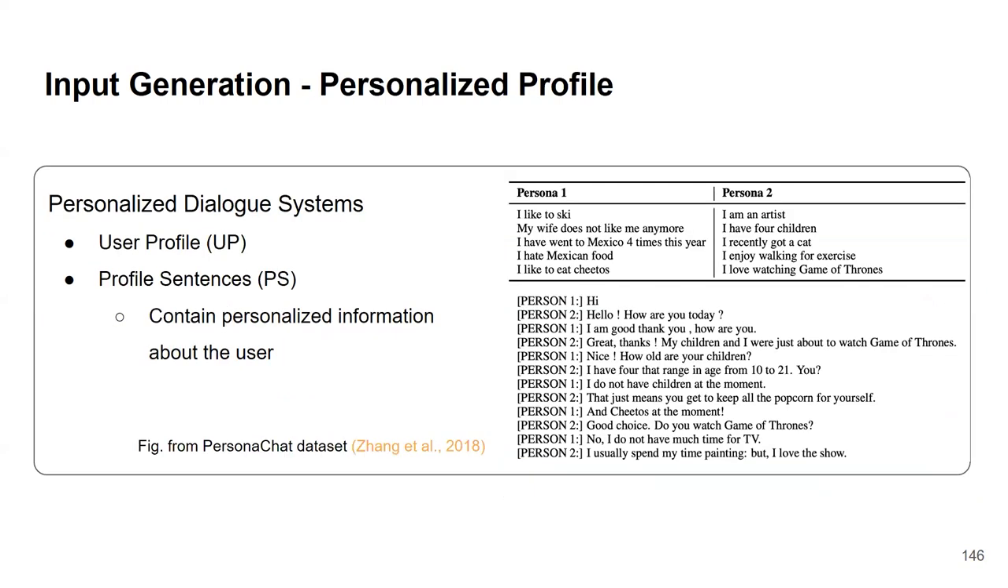Also in the open domain, we have the personalized dialogue system. In the personalized dialogue system, the answer is generated based on some personalized information. Each participant of the conversation has a user profile, and each user profile contains several profile sentences. So we can say that the conversation seed contains two user profiles, and based on these two user profiles, the conversation will be generated.